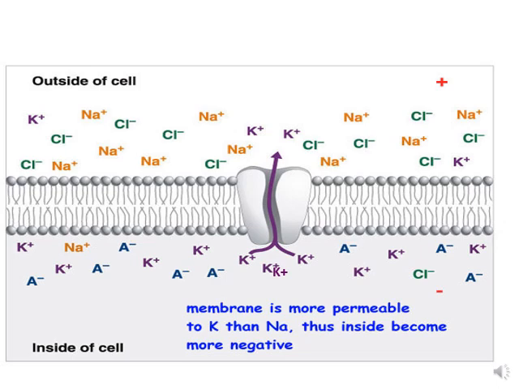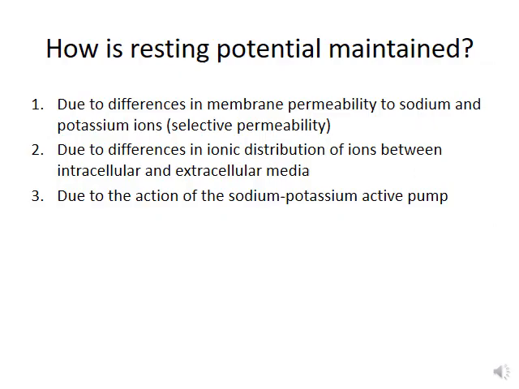So here, the membrane is more permeable, meaning that it allows the passage of K+ more than Na+. Thus, the inside of the cell will be more negative, due to the difference in the permeability for the different ions. That's why we have the potential difference, which is equal to minus 70 millivolt.